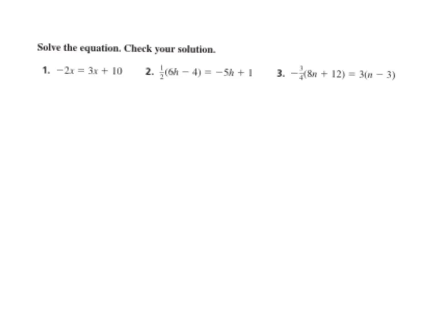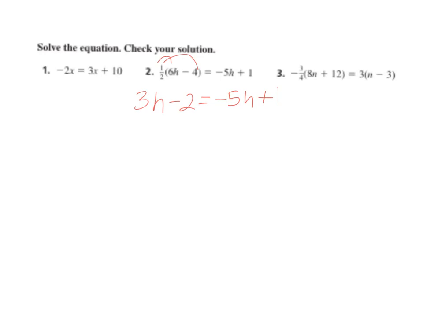And I'm going to switch pens. Alright. Number 2, I'm going to distribute a half. So half of 6h is 3h. Half of negative 4 is negative 2. Equals negative 5h plus 1.